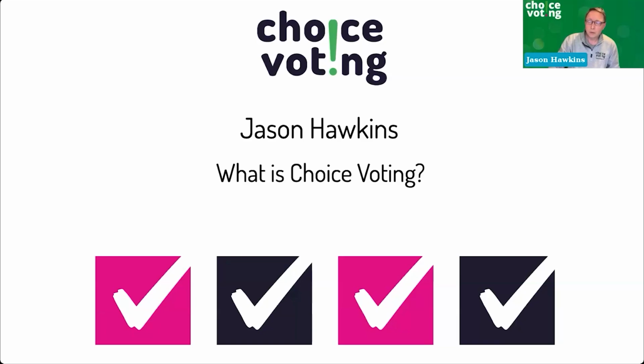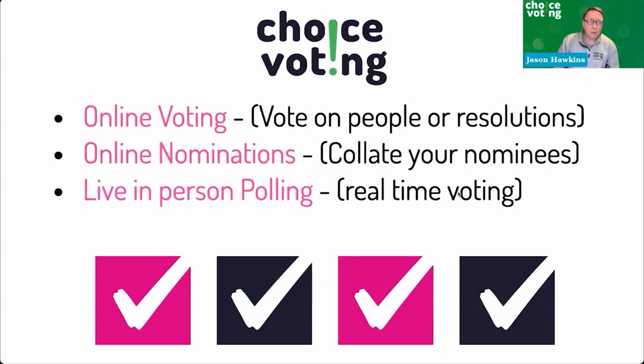So what is Choice Voting? Well, we're an online voting platform, and the whole purpose of our platform is to simplify your elections and nomination processes and perhaps live polling and events and surveys if you have a need for them. So we have three elements to our software. One of them is the main one, which is online voting. The second part is online nominations, where we can run your nomination process, and that actually automatically builds your election in the background as well if you use that.